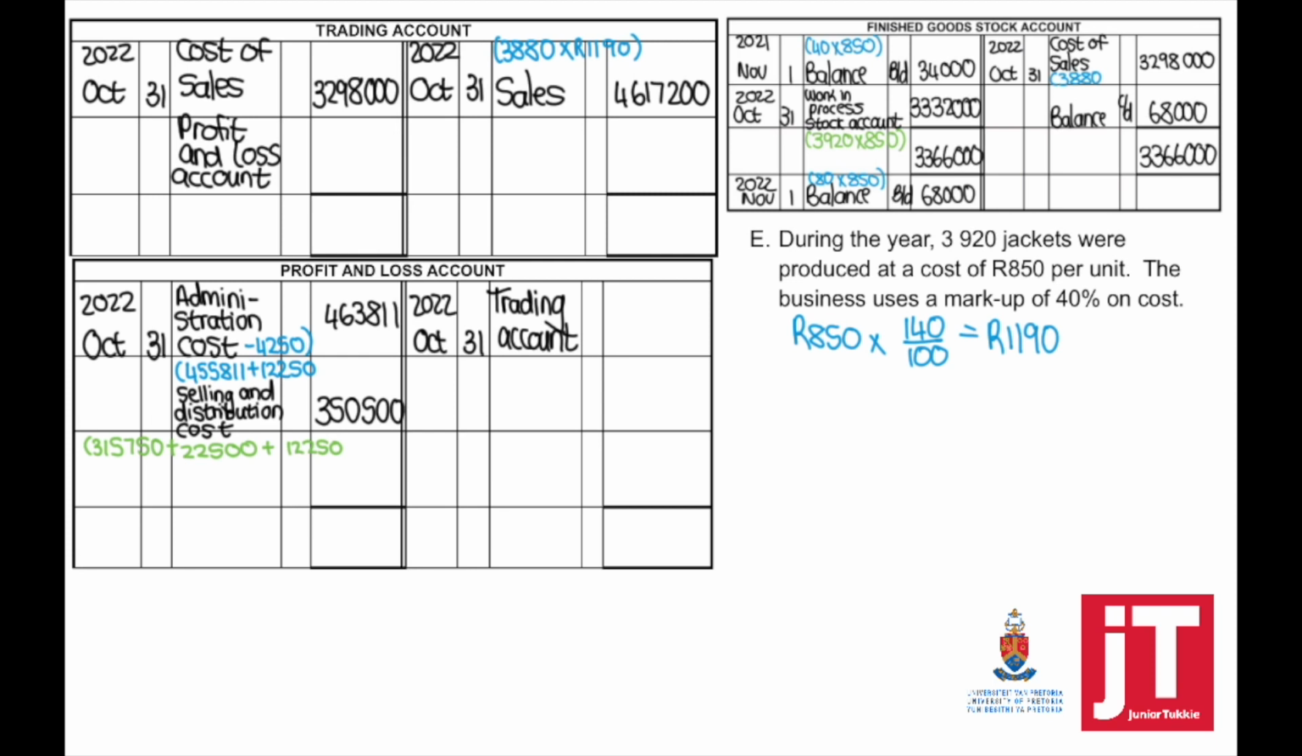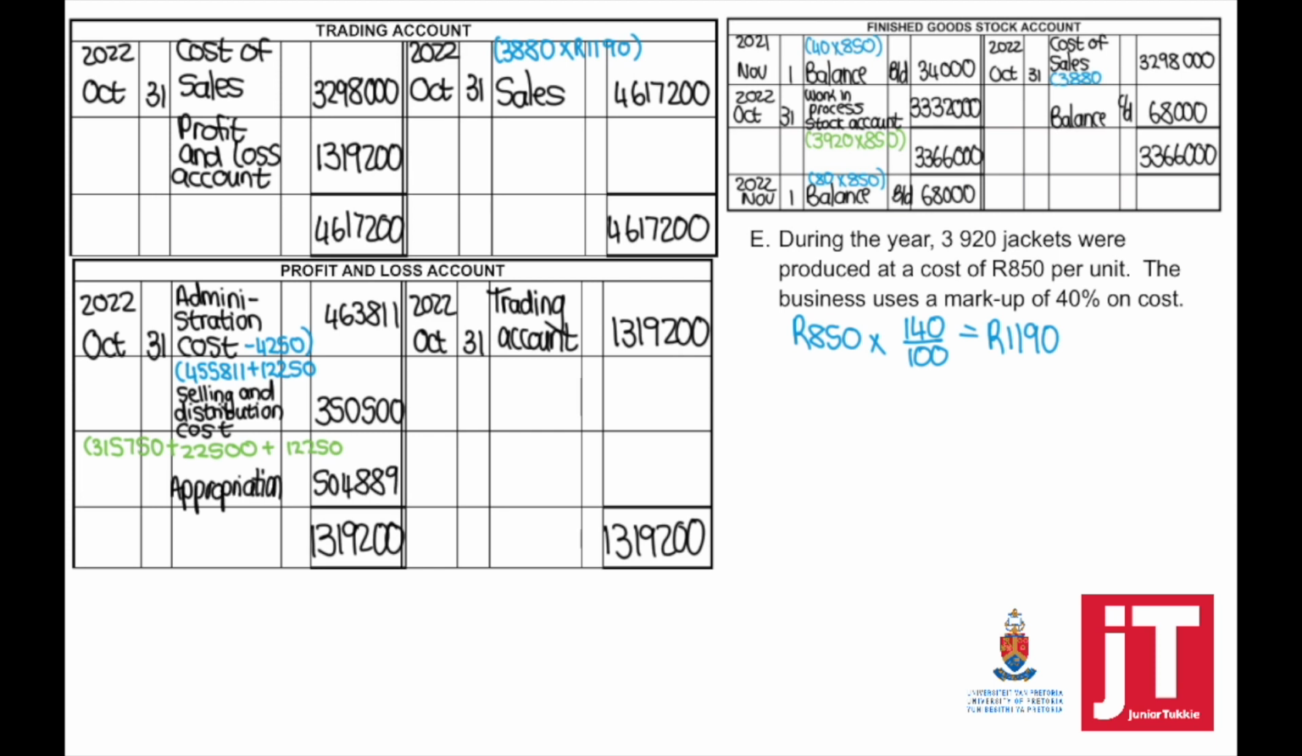We've calculated the cost of sales in the finished goods stock account. For every credit, there's a debit. This means we can calculate our gross profit, take the credit side in the trading account, minus the cost of sales on the debit side. This becomes the balancing figure, which is taken to the profit and loss account. We've already calculated the administration cost and the selling and distribution cost, which means now we can calculate the net profit. Because this is a partnership, this is closed off to the appropriation account.